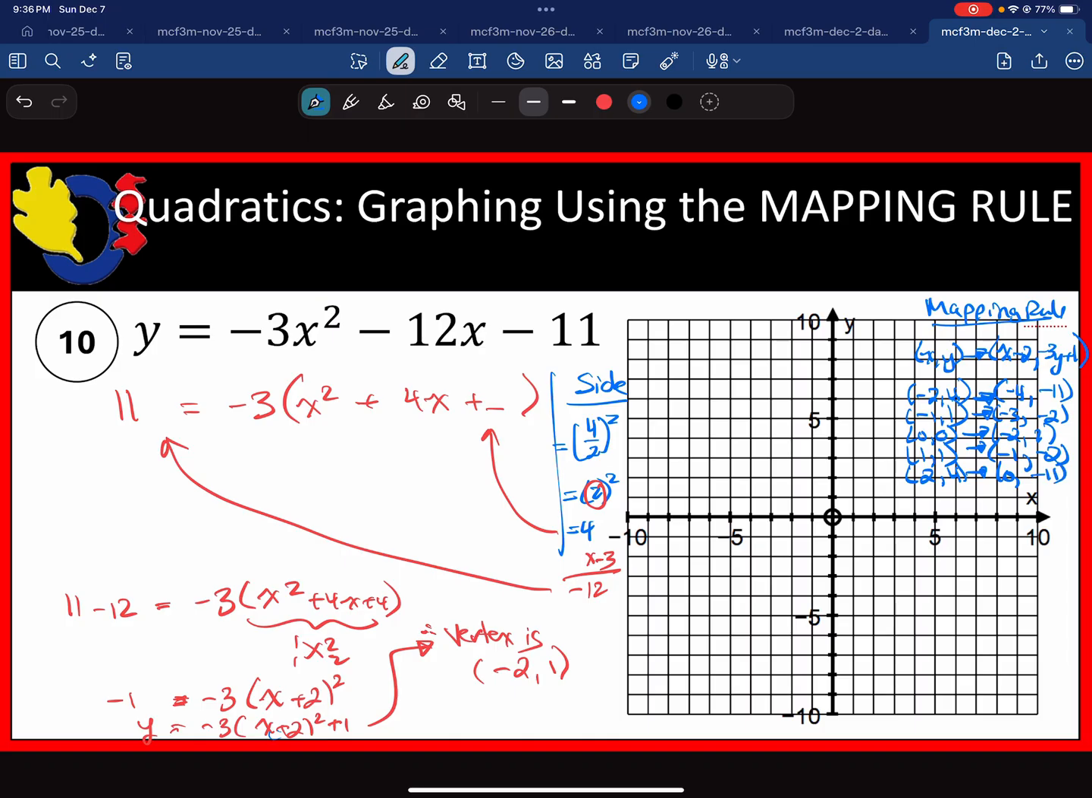All right, so if we go ahead and plot these points, so negative 4, negative 11 is just off the grid here. Negative 3, negative 2, negative 2, and 3. No, what is that? That's a 1. Negative 2 and 1. Yeah, that's my vertex. Negative 1, negative 2. And then 0, negative 11, again, is just off the graph.